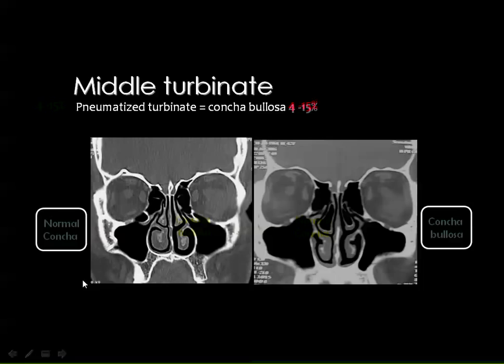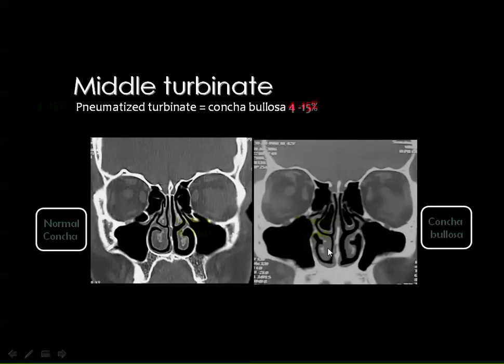nasal fossa. The middle turbinate, this is the normal appearance, and you remember the attachments to the cribriform plate of ethmoids superiorly. This is the fovea ethmoidalis or the lateral lamella. The middle turbinate can be pneumatized and is known as concha bullosa. And this is an example.